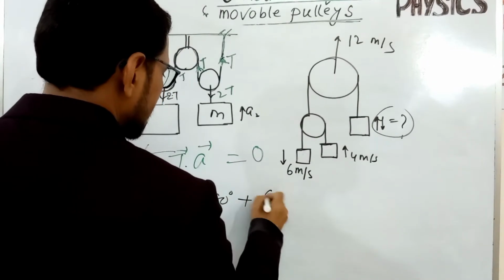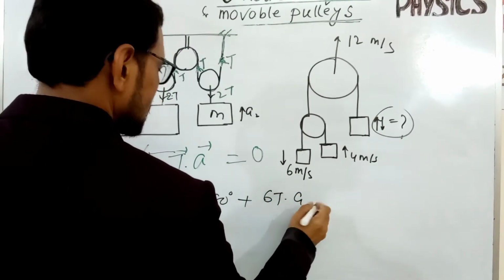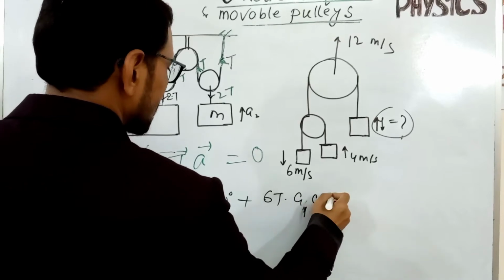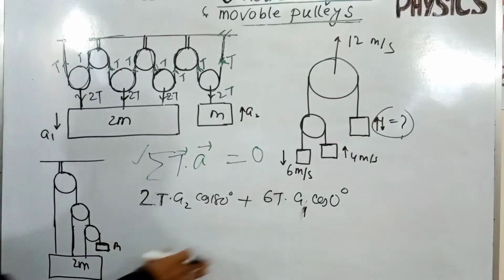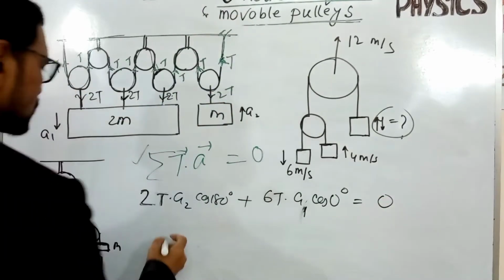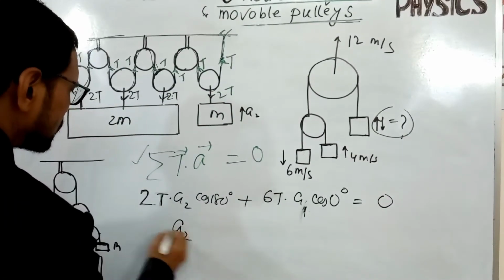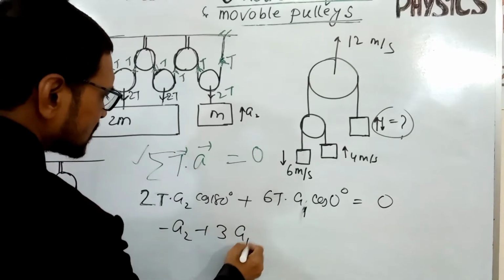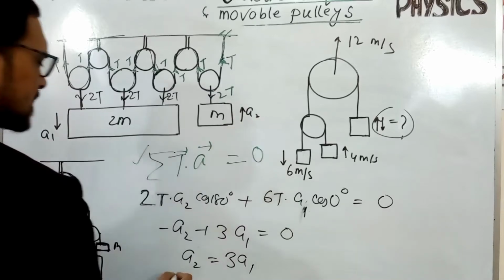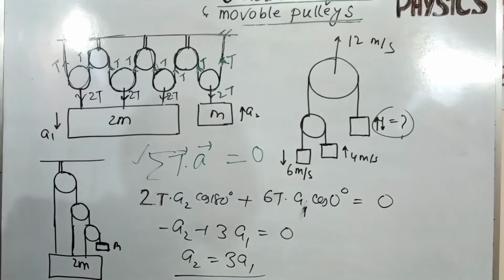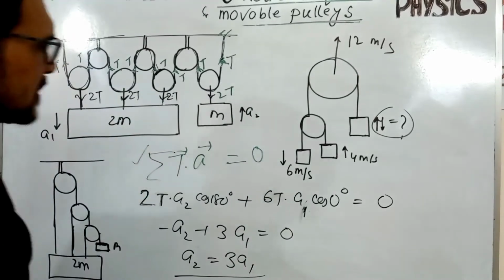So total 6T into a1 into cos 0 degree, because tension and acceleration are in the same direction, so cos 0 degree equals 1. So we get -a2 plus 3a1 equals 0, that is a2 equals 3a1. So this is the result, a2 equals 3a1. So by a simple method we get this result.